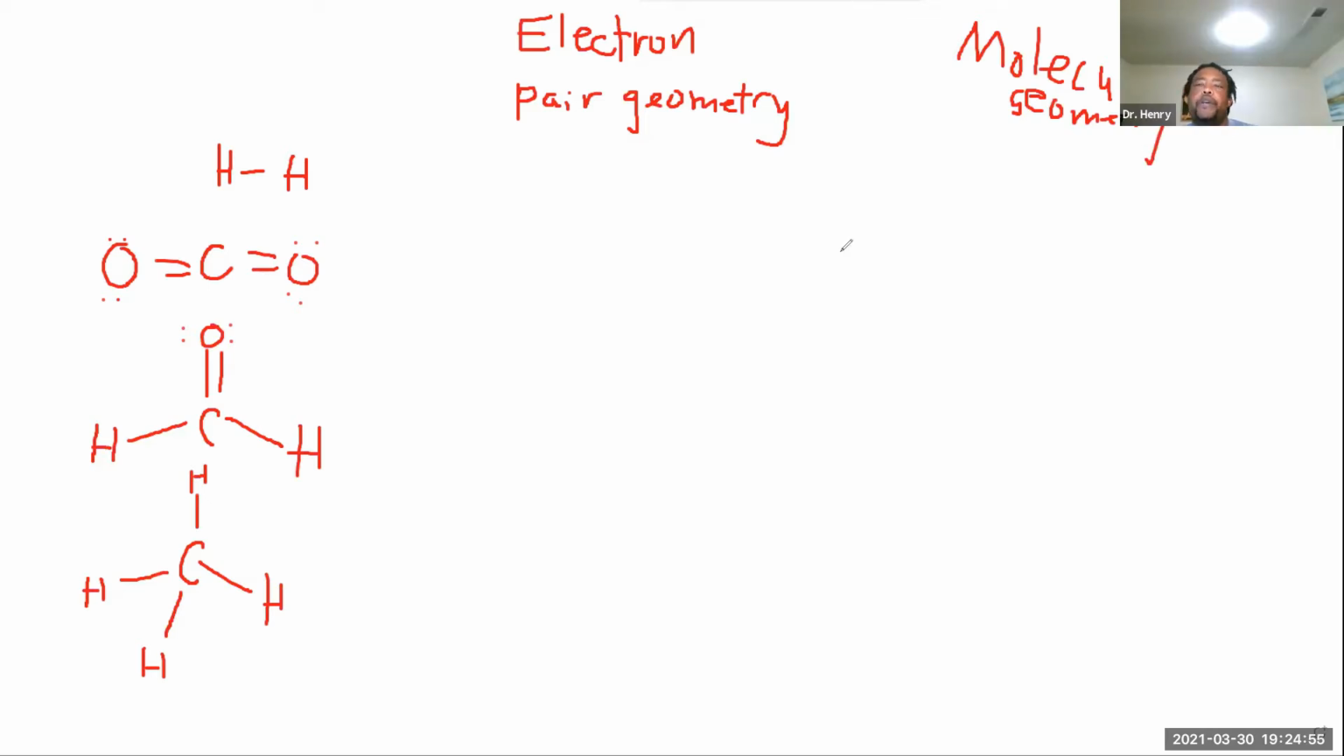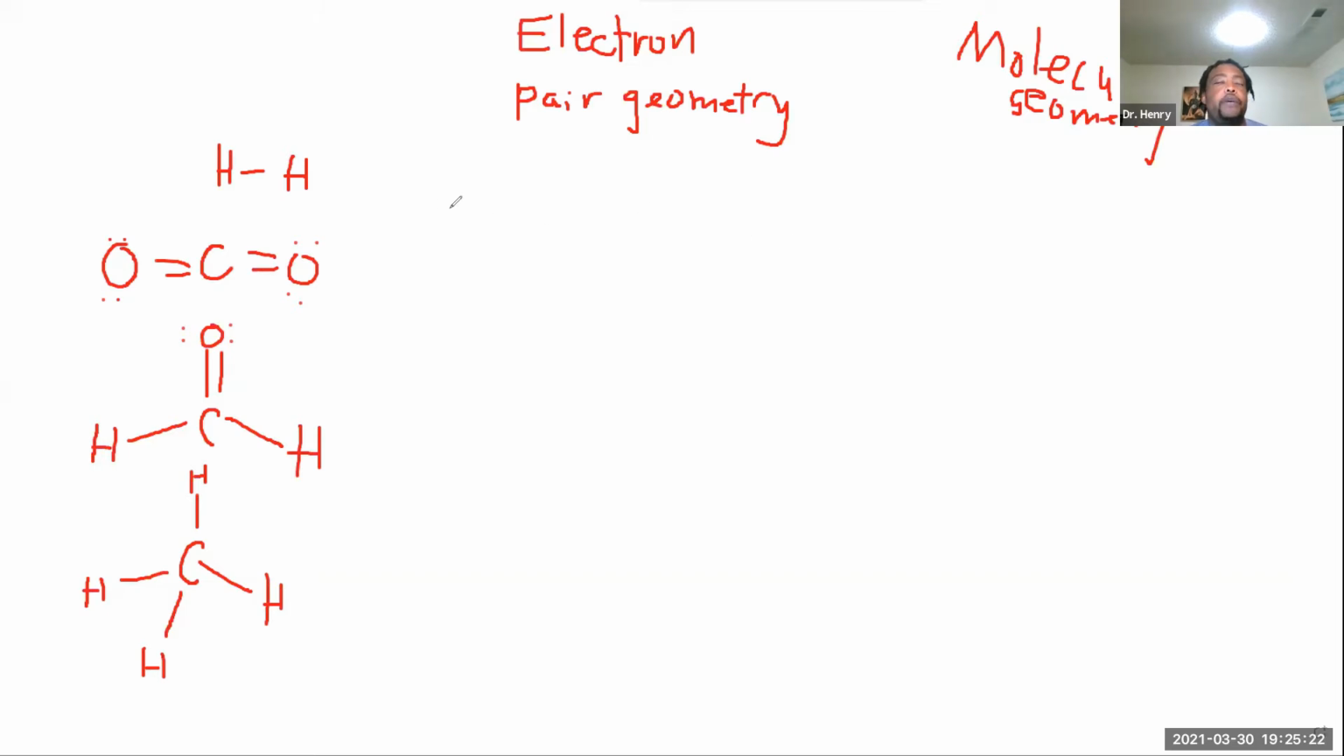Okay, so when we talk about electron pair geometry, it basically means that you're taking into account the electron pairs on the center atom and how they're going to affect things. Initially, for this first set, it's not going to make a difference for you. It's going to be the same as the molecular geometry. But this next set is going to make a little bit of a difference. Actually, quite a bit of a difference.